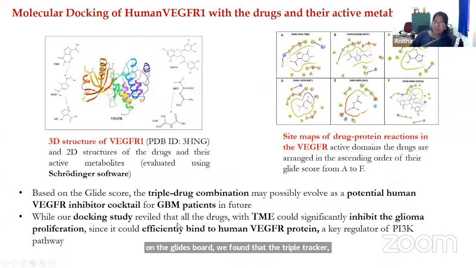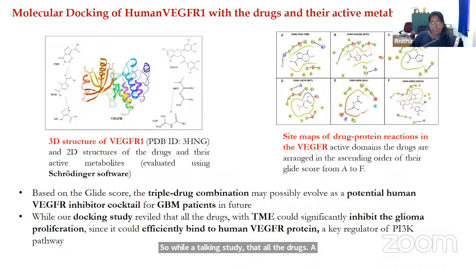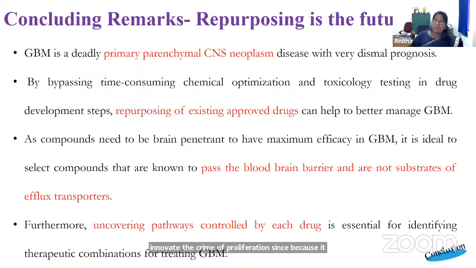So the docking study revealed that all the drugs in the triple drug combination were able to significantly inhibit glioma proliferation, because they were able to bind particularly to the human VEGFR protein, which is a key regulator of the PI3K pathway. So this is what I'm currently working on.